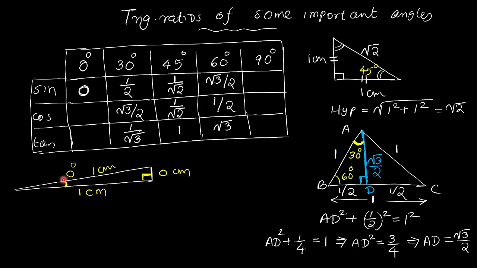Cos 0. Cos 0 will be adjacent side by hypotenuse. All of you please listen. Samriddhi, Benedict, Yukta. So, cos 0 will be adjacent side by hypotenuse, 1 by 1. Cos 0 will be 1.